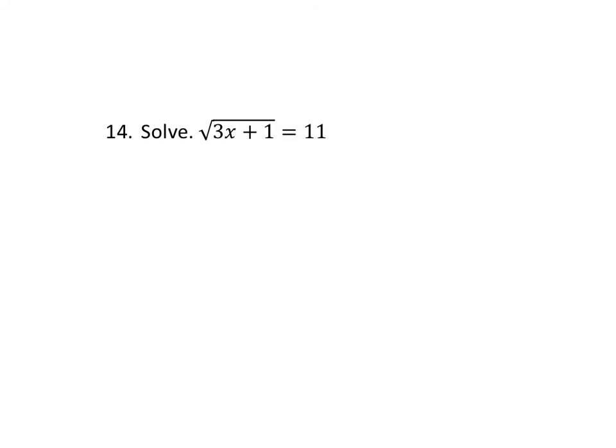And this one's actually kind of nice because our radical is already isolated. So to undo a radical, we're going to square. We have to do it to both sides. So this will be 3x plus 1 equals 11 squared, which is 121. Minus 1 over, we get 3x is equal to 120. Divide by 3, and we get x is equal to 40.